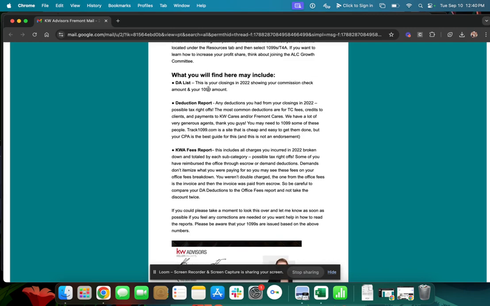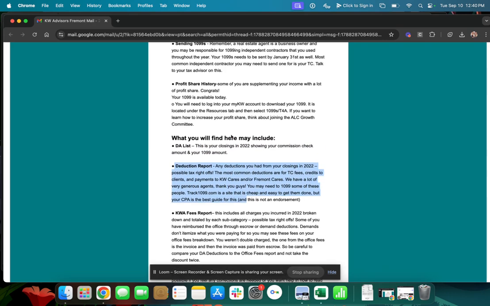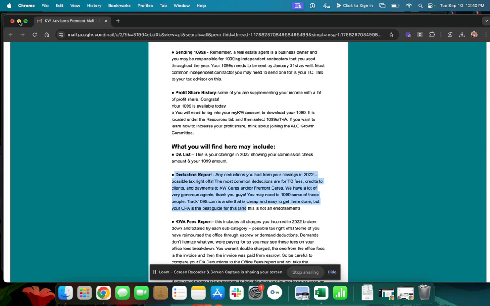But that's what I'm going to walk you through now: how your actual 1099 income differs from the checks that you actually received, because there are deductions through your deductions report. So let's just jump right in.